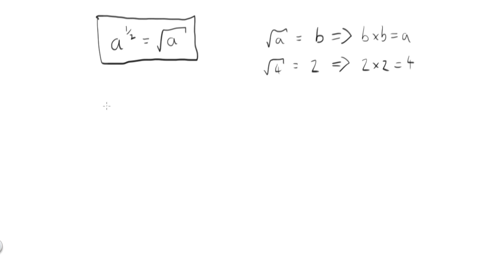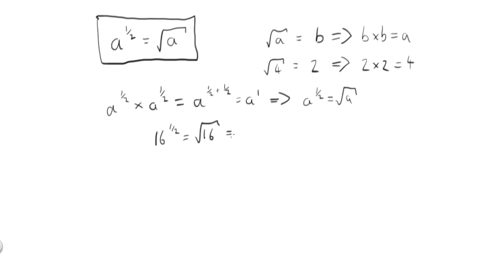So what happens if I've got a to the power half? What I'm going to do is multiply 2 lots of a to the power half. By the first law, because we've got multiplication, we simply add the indices. We've got a to the power half plus a half, and a half plus a half is a to the power 1. So that implies that a to the power 1 half is equal to the square root of a. So what does this mean? If we have, for example, 16 to the power half, that's the same as saying the square root of 16, which is 4.